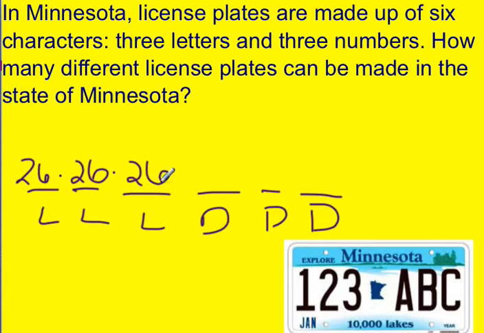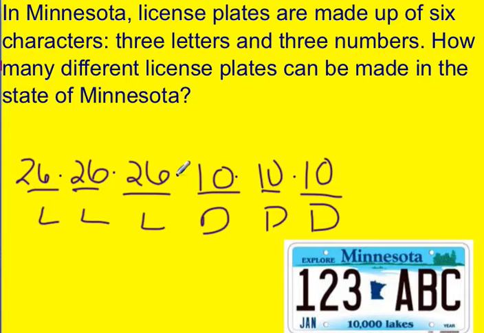Now let's think about digits. This is what confuses people the most because they think, okay, there's 9 digits. Well, don't forget that 0 is also a digit. So technically, there are 10 digits that also can be repeated. So there's 10 options for each of those. So then in my calculator, I'm going to do 26 times 26 times 26 times 10 times 10 times 10.